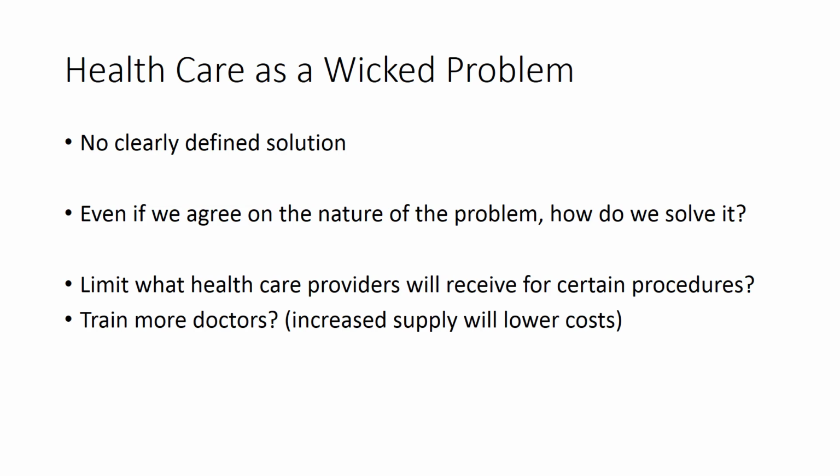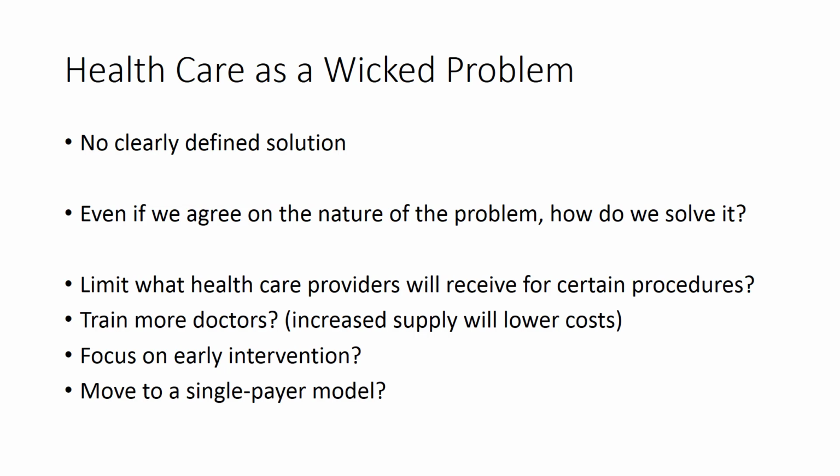Or maybe we could look for ways to train more doctors in the hopes that as supply increases, costs will go down. Or perhaps we focus on early intervention measures. Preventing health problems early on is certainly a good way to avoid expensive procedures for complicated health issues down the road. Or we could move to a single payer model, which would eliminate anyone having to pay out of pocket at all. Note that these are all very different solutions, and they all have different strengths and weaknesses associated with them. Which one is the best solution? Well, we really don't know until we try.